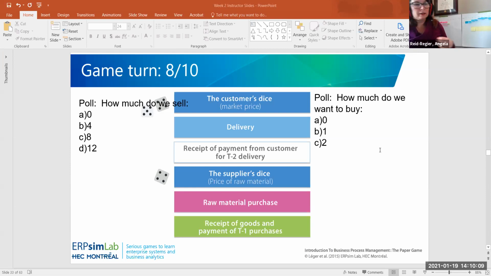Okay, so I think we're good there. Now we need to roll the dice to see how much the supplier's price is. Oh, 6. Okay. So how much are we going to buy? Remember, we only have 10 rounds. So even though it's $6, we can buy up to 2 sheets. Let's buy 2 sheets. So there's our purchase order to our supplier.